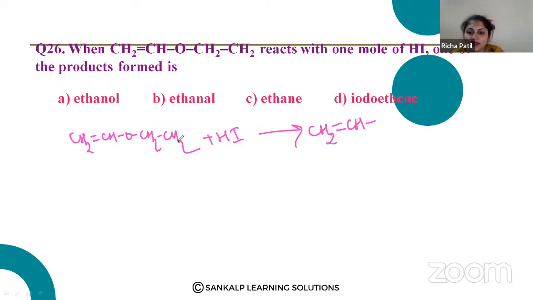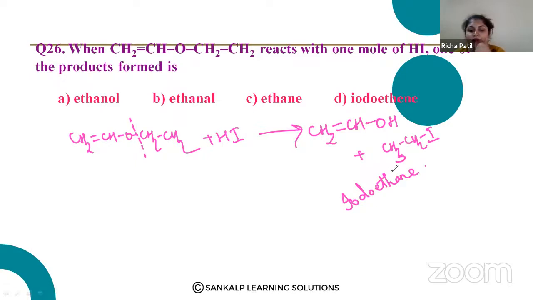So what happens here? This bond breaks in the presence of HI. OH is added here, and H is added here from the hydrogen iodide. Plus CH3CH2I, iodine is added across there. This is iodoethane.